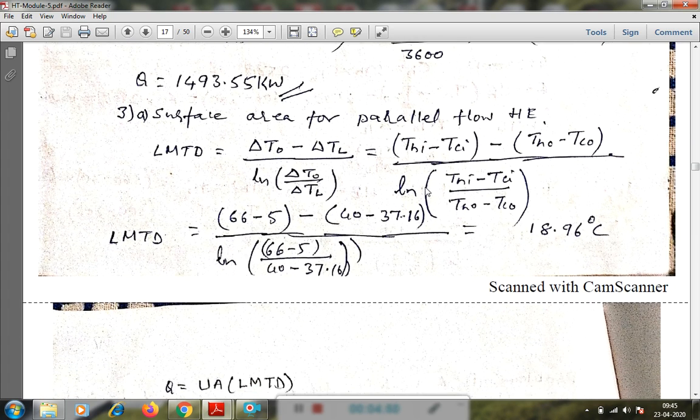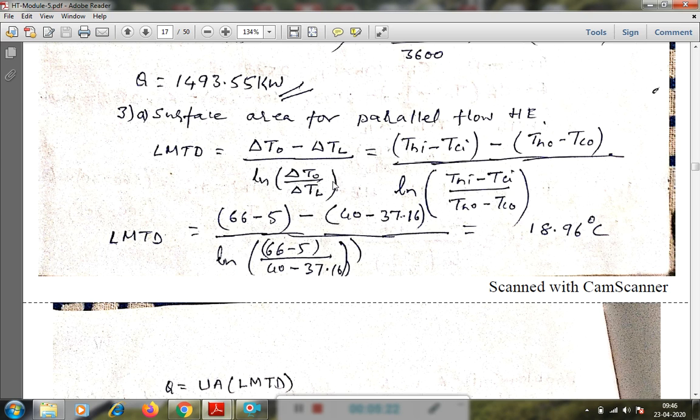To find the surface area for the parallel flow heat exchanger, we have to use the heat exchanger heat transfer equation, that is Q is equal to U A delta T LMTD. From that we have to determine A. Q we already calculated as 1493.55 kilowatt, and U, the overall heat transfer coefficient, is given. A we have to find, and then the LMTD for the parallel flow heat exchanger we can determine.